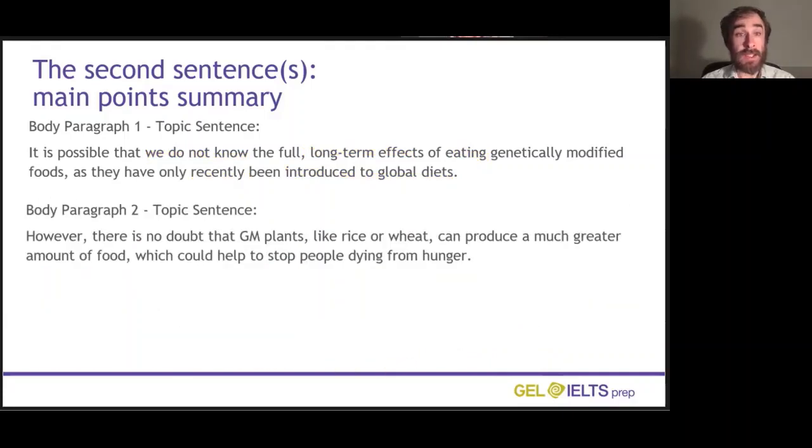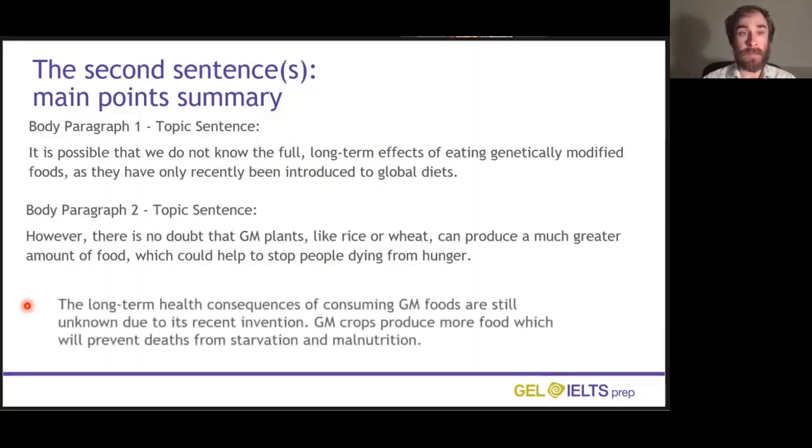So if we take these two topic sentences, paraphrase them using synonyms, we're going to get our sentences for our conclusion. Here they are. The long-term health consequences of consuming genetically modified foods are still unknown due to its recent invention. GM crops produce more food, which will prevent deaths from starvation and malnutrition. I've already developed these points and explained them in my body paragraphs, so I don't need to do them again.